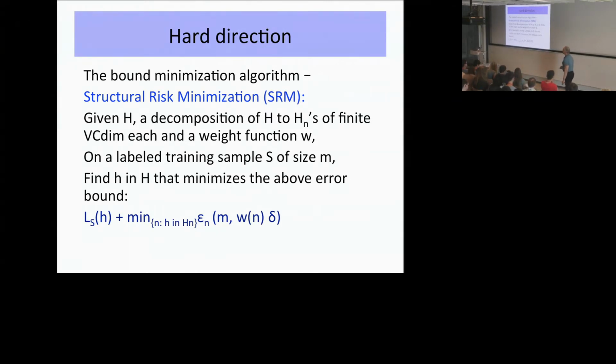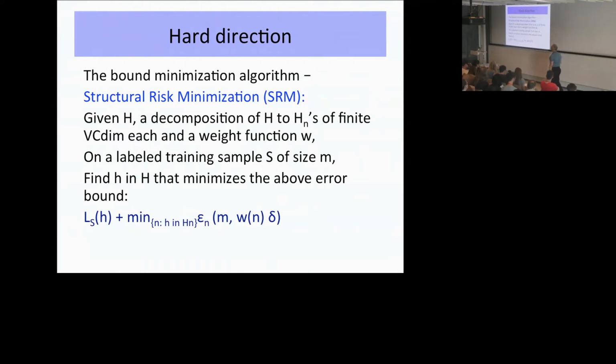So SRM, or structural risk minimization: you have a class H. The class H is non-uniformly learnable. How are you going to learn it? You're going to take your class and decompose it into Hns, and you're going to pick a weight function, W. And now that you did this, you have this bound on the true error. So you are looking for an H that will minimize this bound.